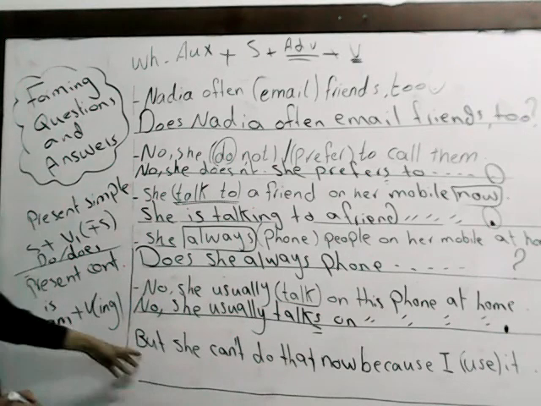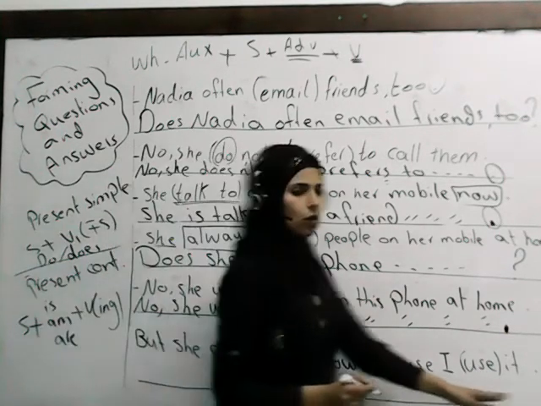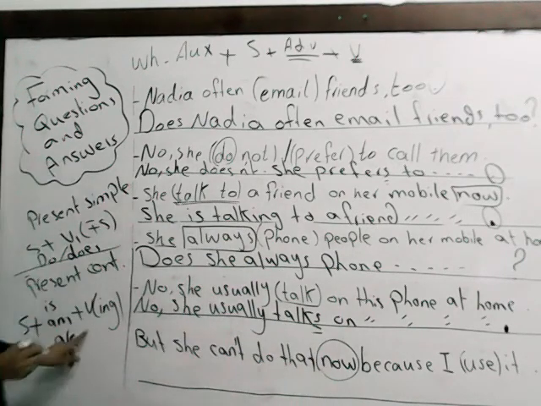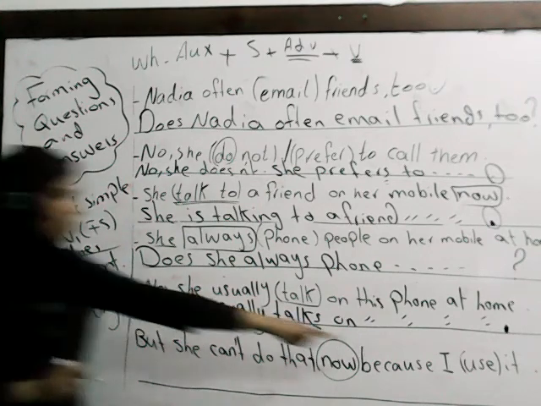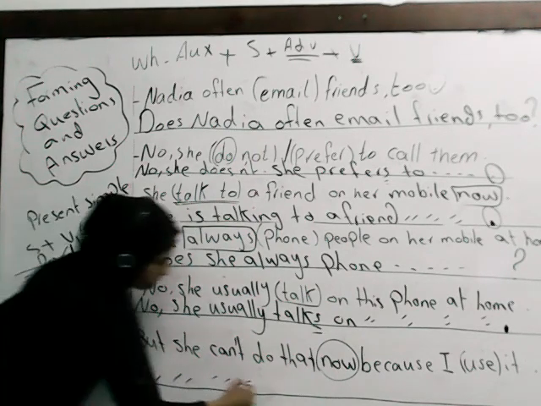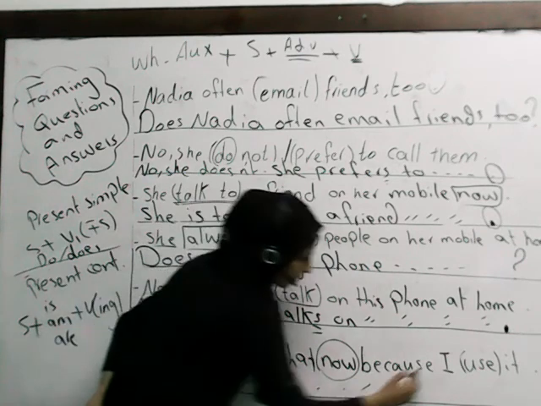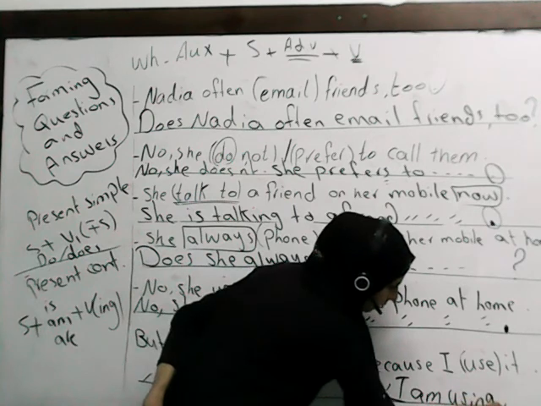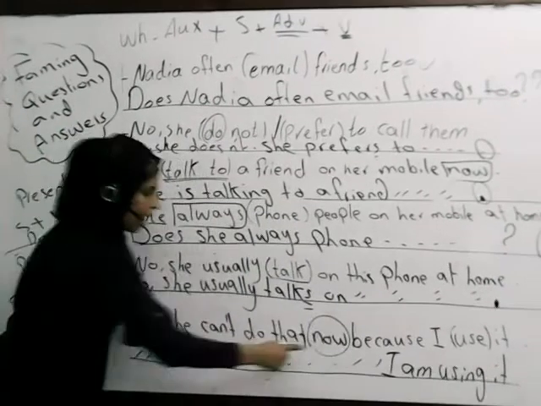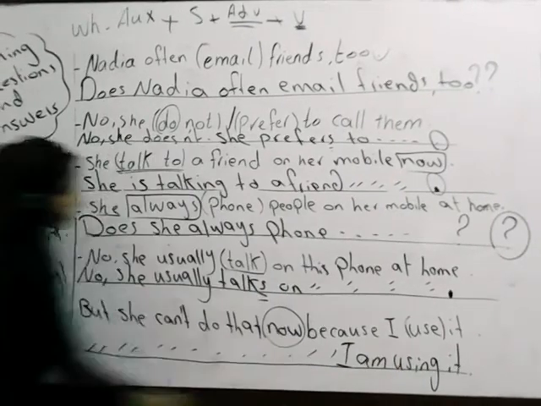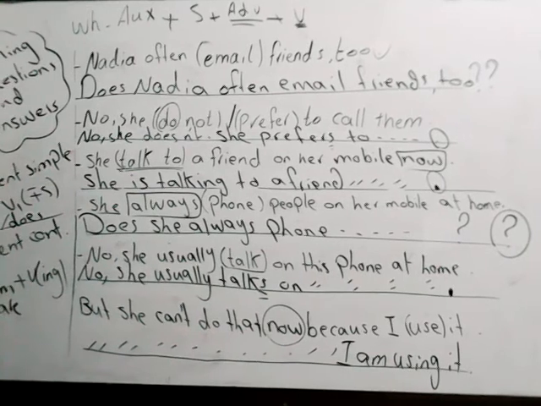The last one, but she can't do that now because I use it. Look at this sentence. You have a keyword, which is now. Now is a keyword for present continuous. We need to change the verb use to the present continuous one with is, am, are, and the verb ing. We are not going to change anything till we reach the verb, because I am using it. Because we have now, I used am with I and the ing verb, related to the present continuous form of the rule.